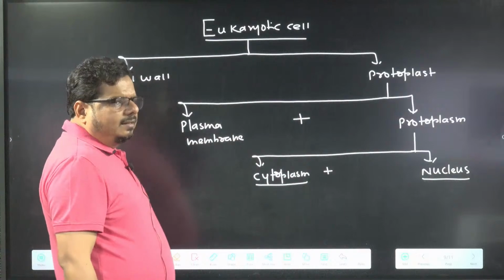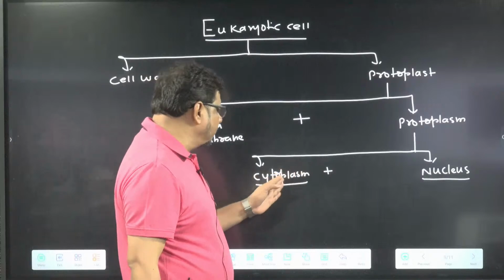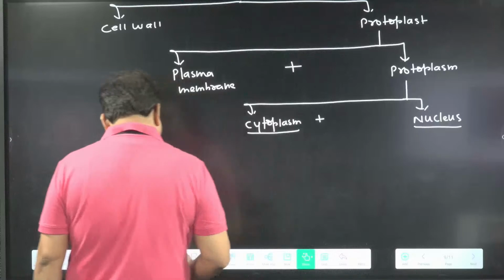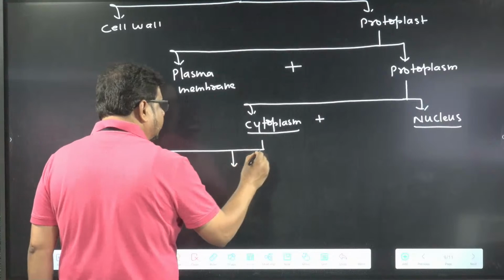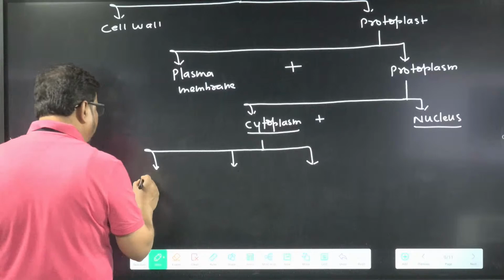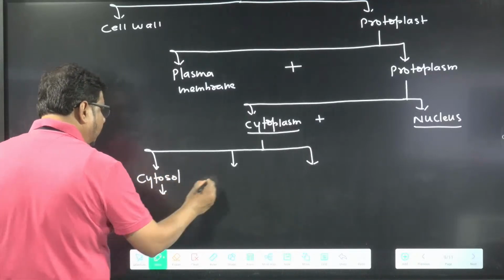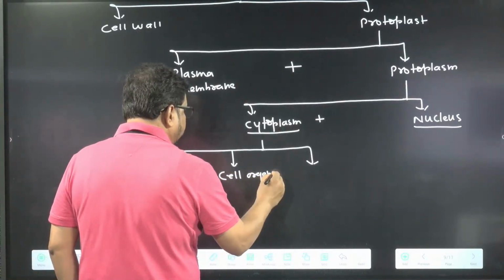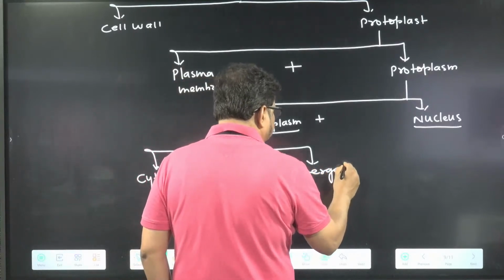If you remove the nucleus, the remaining part of the protoplasm is called cytoplasm. Now if we talk about cytoplasm, cytoplasm has three types of components. One type of component is called cytosol. Another component is cell organelles. And another component is ergastic substances.